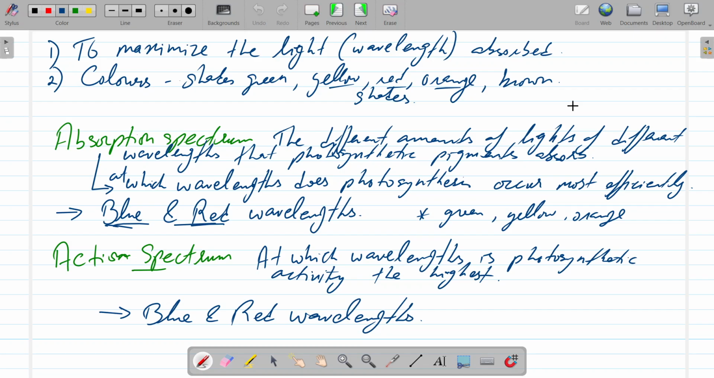The absorption spectrum, which indicates the wavelengths of visible light that are most absorbed by the photosynthetic pigments, and they are in the blue and red region of the spectrum. And the action spectrum, so those are the wavelengths of light at which the highest photosynthetic activity is recorded, and not surprisingly, and as expected, that is also in the blue and red region, because you would expect photosynthesis to occur with the light that is absorbed.